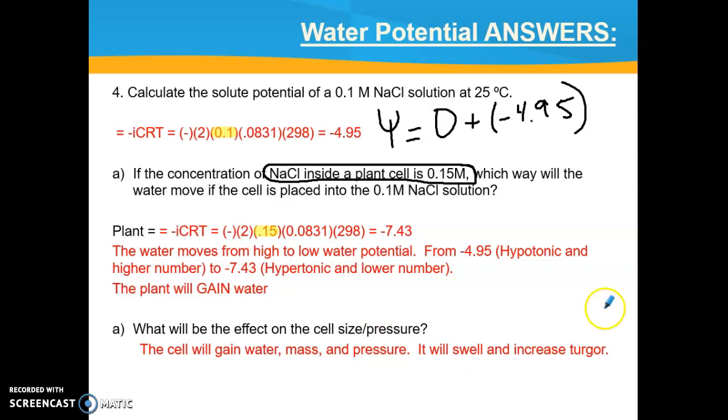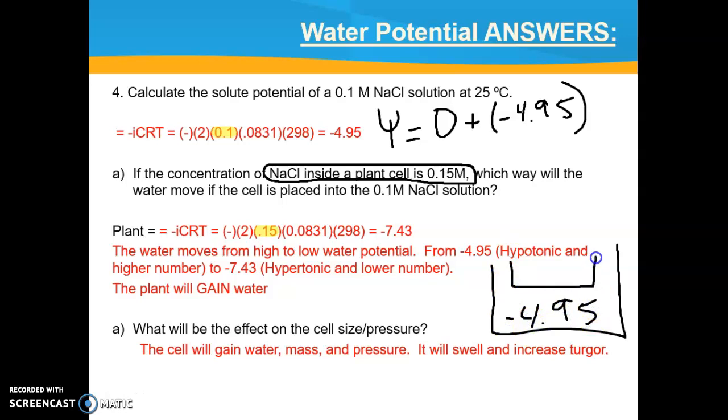So we repeat that and figure out that the water potential of the inside of the plant is negative 7.43. So if we compare those numbers, out here in the beaker is negative 4.95, and if this is my plant cell, the water potential is negative 7.43. Again, what do those numbers mean? The lower the number, the more solute there is, so the higher the molarity. The higher the number, the less negative, the less solute there is.